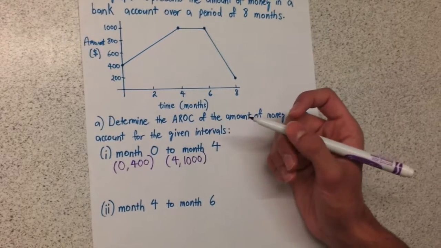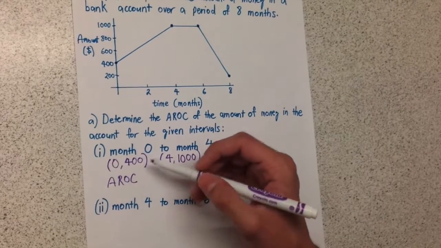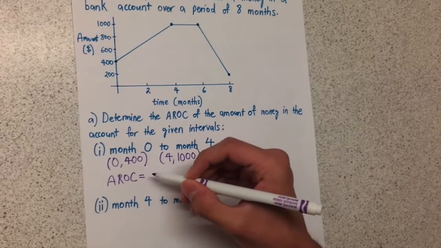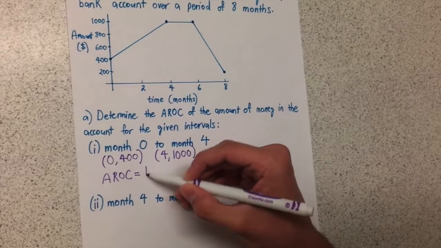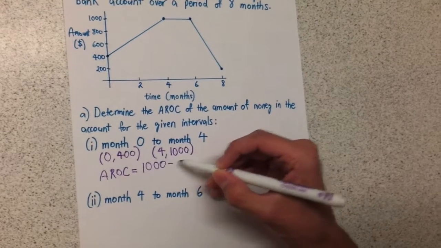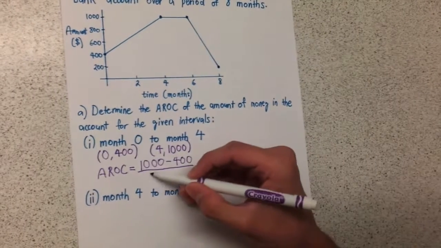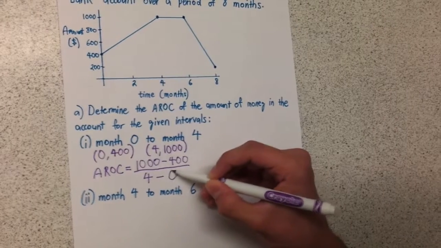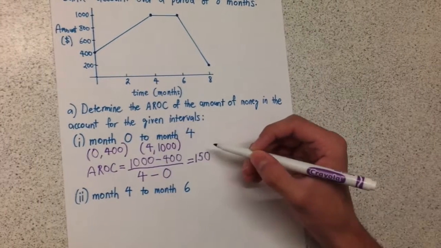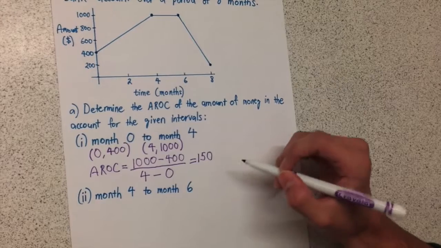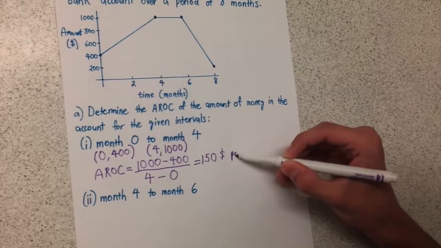Then we use the equation for AROC, which is equal to the change in amount over change in time. In this case, it's 1,000 minus 400 divided by 4 minus 0, which is equal to 150. So the amount of money in the account is increasing by $150 per month.